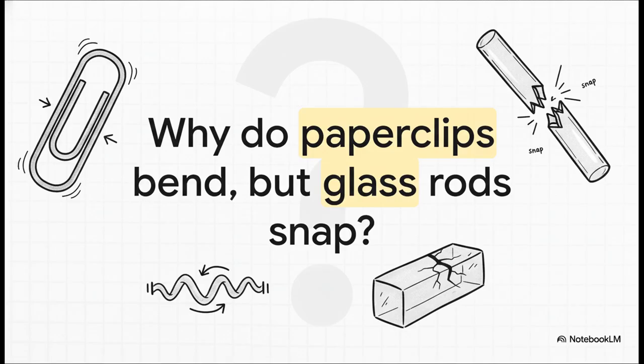Have you ever actually stopped to think about why you can bend a paperclip into some new, weird shape, but if you try to do the same thing with, say, a glass rod, it just snaps in two? The answer is all about how they react when you push or pull on them.